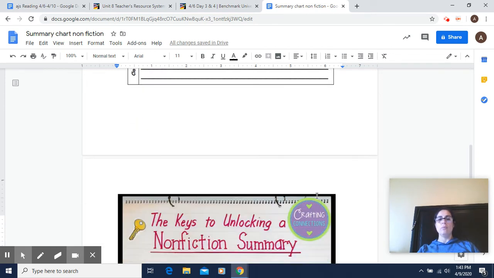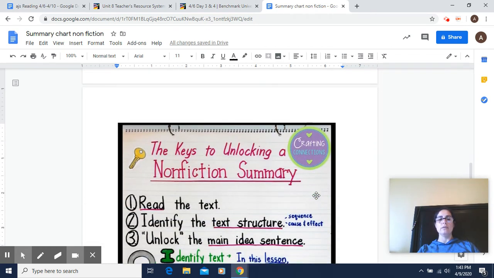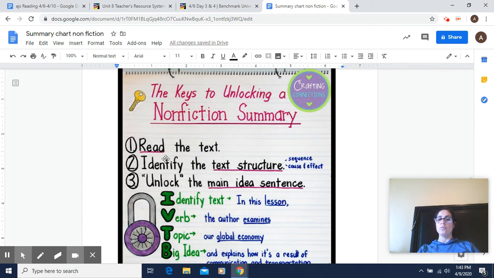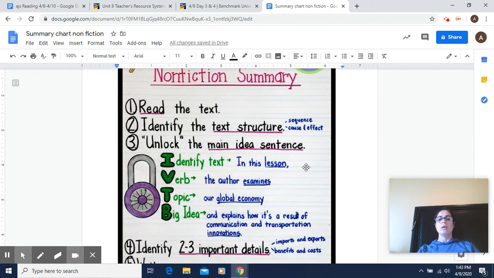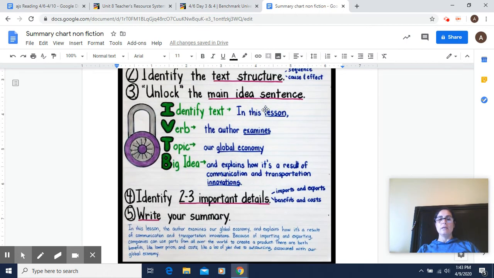Now, I want you to remember that when you are writing a summary, of course, you have to read the text, and then you're going to identify. And we didn't have cause or effect or sequence. We had details or facts, information. So in this lesson, you learned about weather and climate. So then you're going to give me 2 to 3 important details about that.